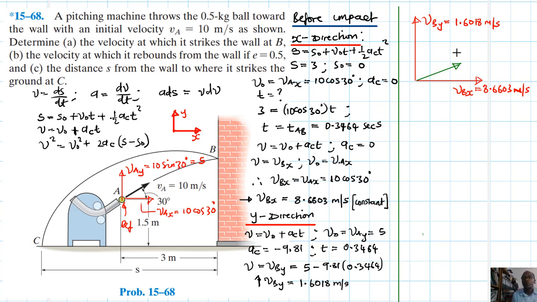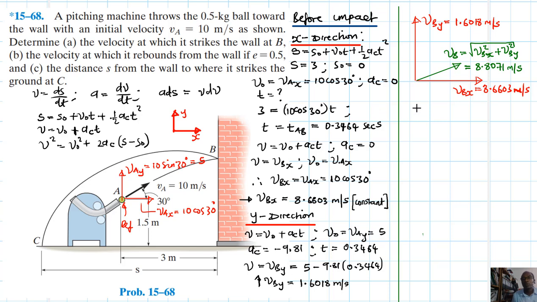And then this one is V_B, and is equal to just the square root of V_BX squared plus V_BY squared, right? And if we did that, this just becomes equal to 8.6603 squared plus 1.6018 squared. Square root of that, we have 8.8072.